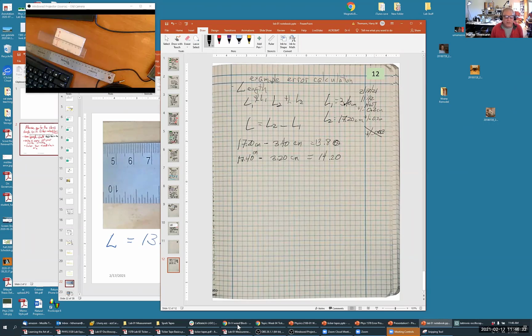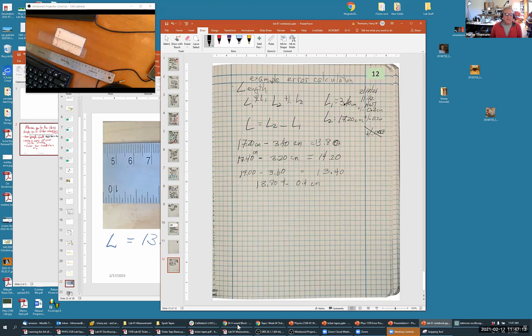Or we could go the other way and say 17.00 minus 3.6, which is going to be 13.40. So then we say, okay, the final answer is 13.80 plus or minus 0.4 centimeters.